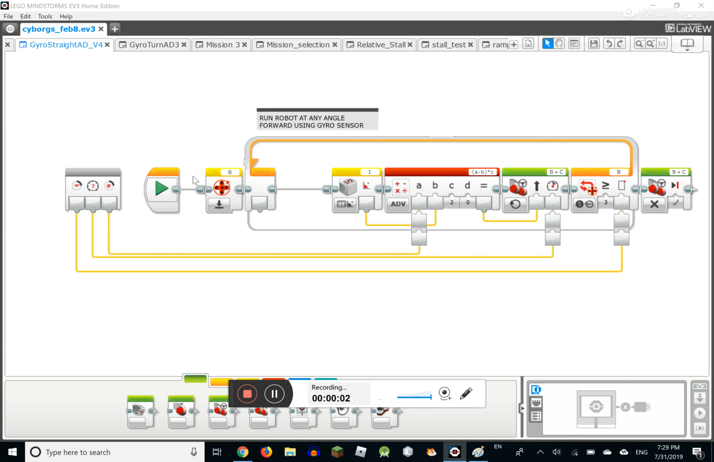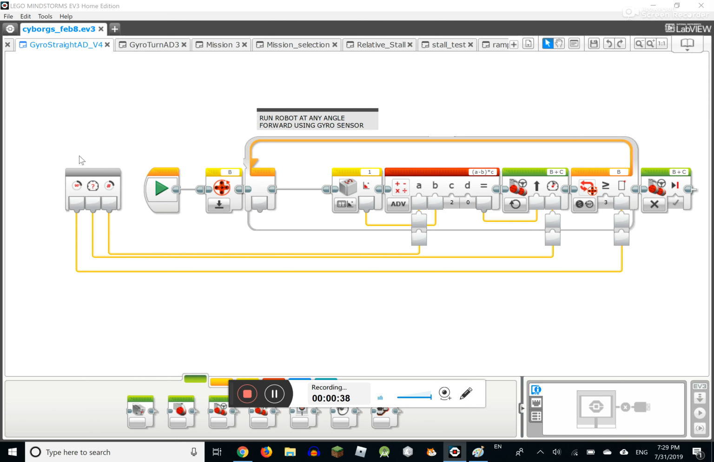Okay, so this is the gyro go straight that I said I would show you guys. With the gyro go straight and the gyro turn, you want to make sure that when you're using it, you don't recalibrate your robot in the middle of a mission, because then it'll mess up how the gyro go straight and gyro turn work. You'd have to make it turn to the new 0-degree angle when you recalibrated it.